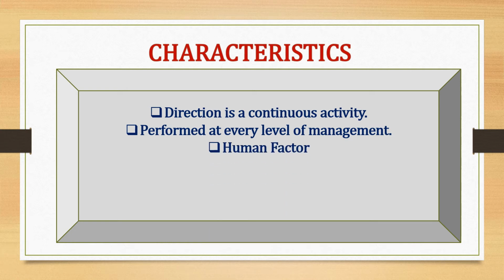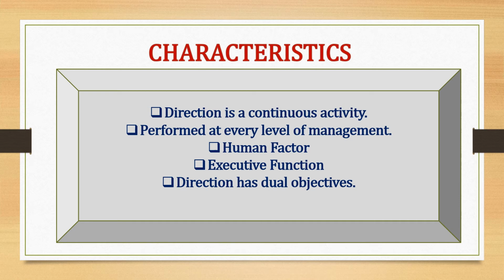And directing is related with human factor, which means directing is meant for personnel, that is, people. Directing is an executive function. This means that directing is not just on paper, it is to be executed at all levels. Direction has dual objectives. What does this mean? On one hand, directing aims to instruct the subordinates. On the other hand, it also provides the superiors to handle those tasks which are difficult for the subordinates. As directing involves leadership, you have to lead by example.